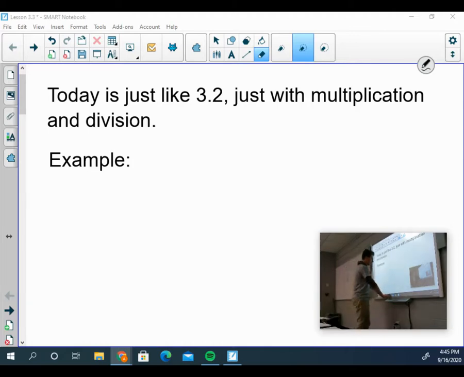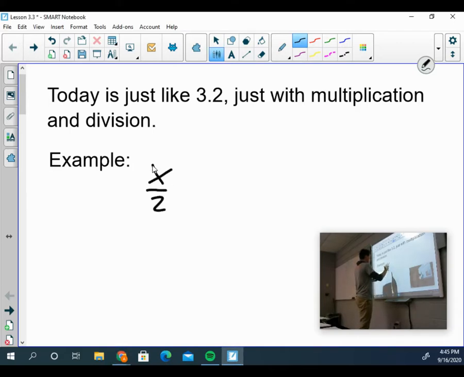So what types of problems are we going to be solving? We're going to be looking at inequalities like this: x over 2 is less than negative 1. Now, we looked at stuff in 3.2 where we added and subtracted, but just like we did in 2.1 and 2.2, I want to get x by itself. How do I do this?